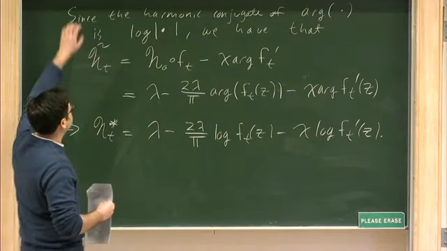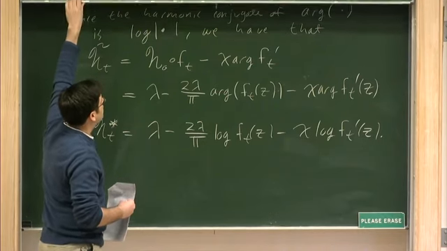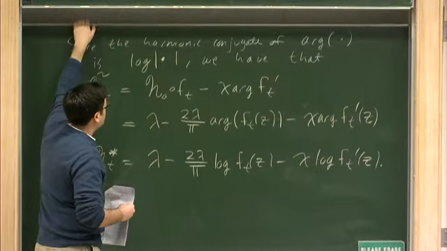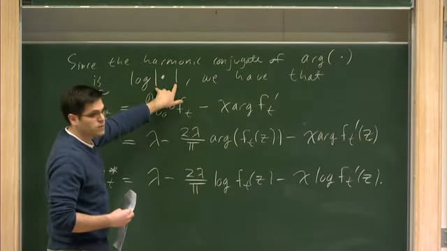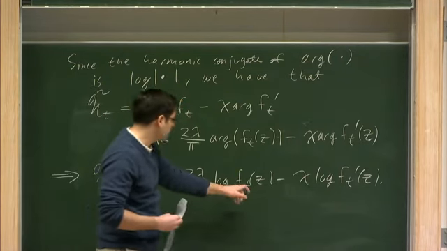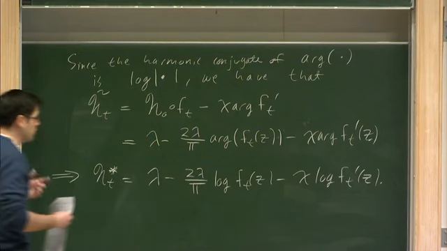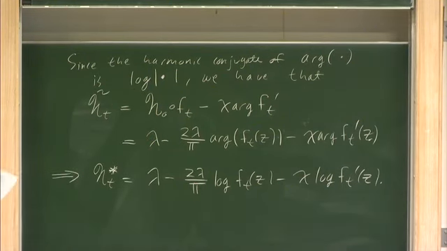So star is what you get when you add. The harmonic conjugate of the argument function is the log of the modulus here, and this is just the usual log.